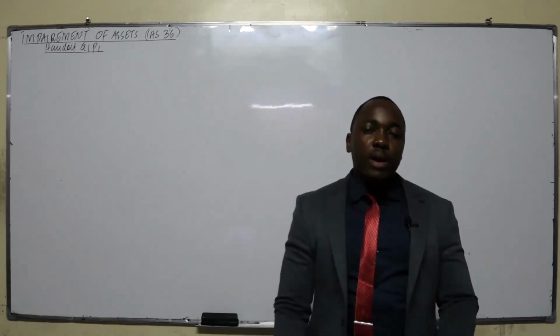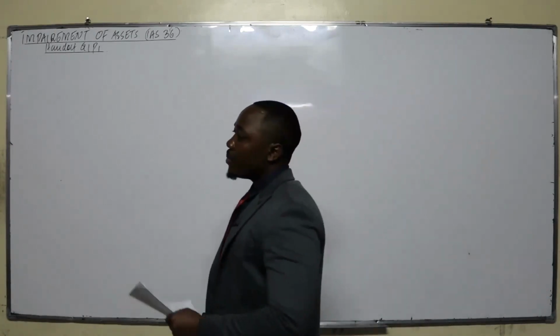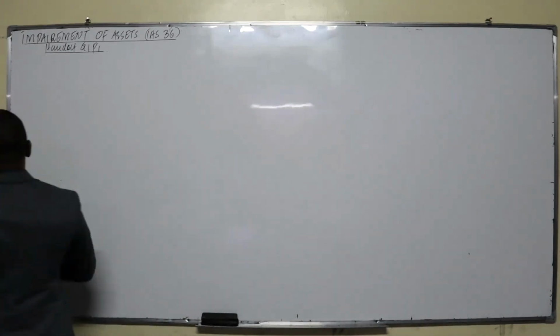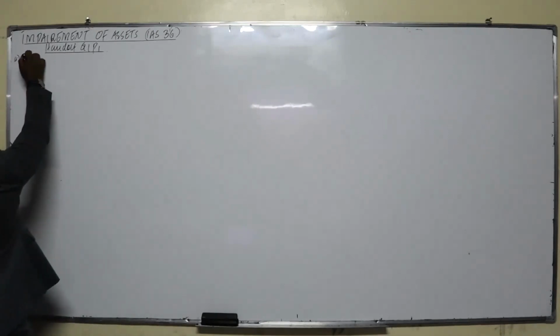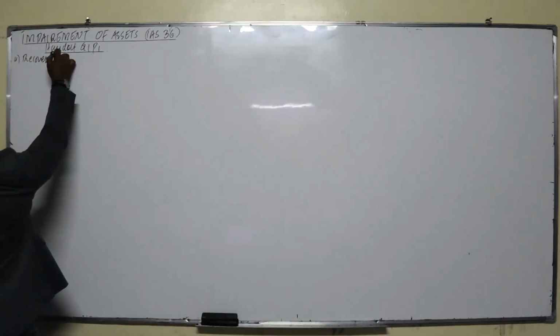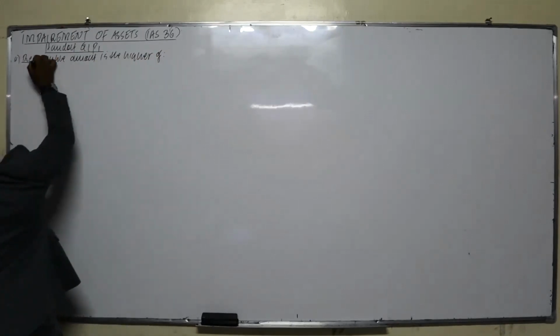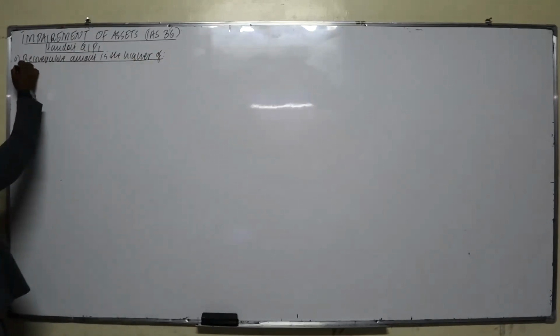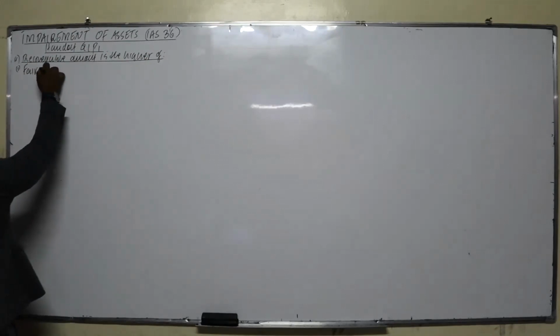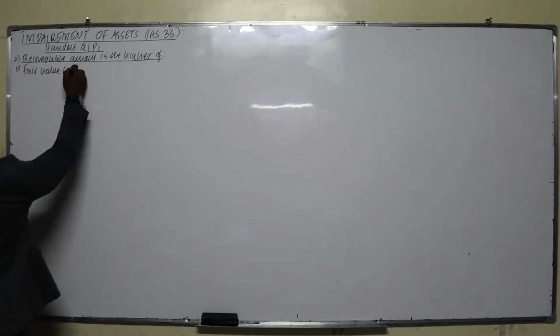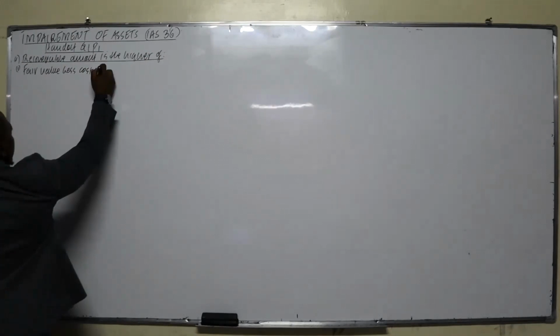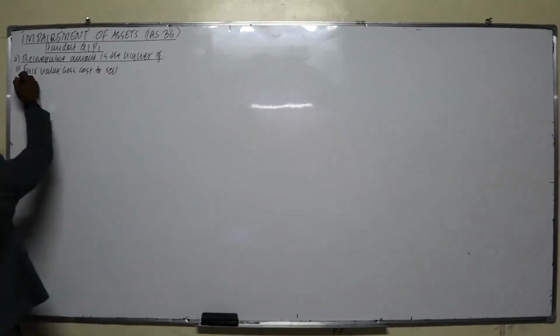The recoverable amount of the plant. So how do we get the recoverable amount? Now we say that recoverable amount is the higher of, number 1, the fair value less cost to sell and the value in use.